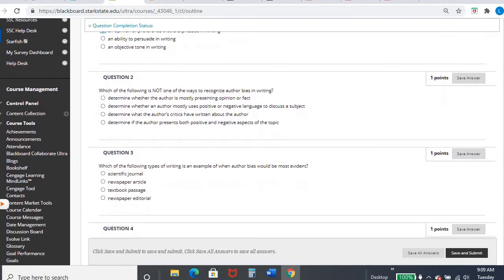Number 2, which of the following is not one of the ways to recognize author bias in writing? If you look at your options, you should be looking to see if they are a fact or opinion. You should be looking to see if they're using positive or negative words. The critics, that one's questionable. So the only one that really has no bearing is the critics. That has nothing to do with author bias. You are looking to see if they're using facts, opinions, or positive, negative type language.